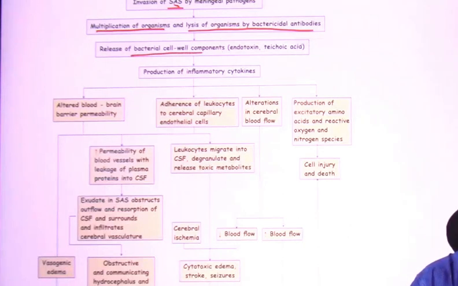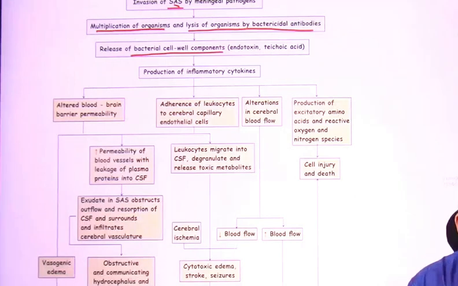Then what happens after this fight? There is a release of bacterial cell wall components. This particular fight is mainly done by gram negative ones, which have lipopolysaccharide, leading to release of endotoxins. For the gram positive, teichoic acid and such is released. After that there is a production of inflammatory cytokines.